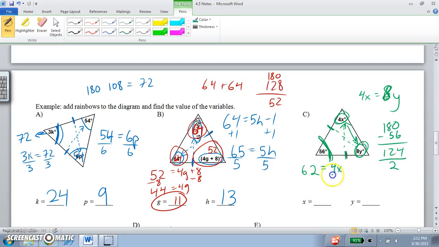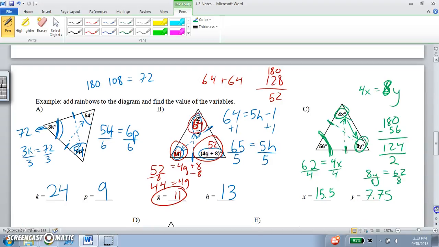So if 62 equals 4x, to solve for x, I just divide by 4. So x equals 62 over 4, or 15.5, and for y, we've got 8y equals 62 also, so we divide by 8. So 62 divided by 8 gives us 7.75 for y.